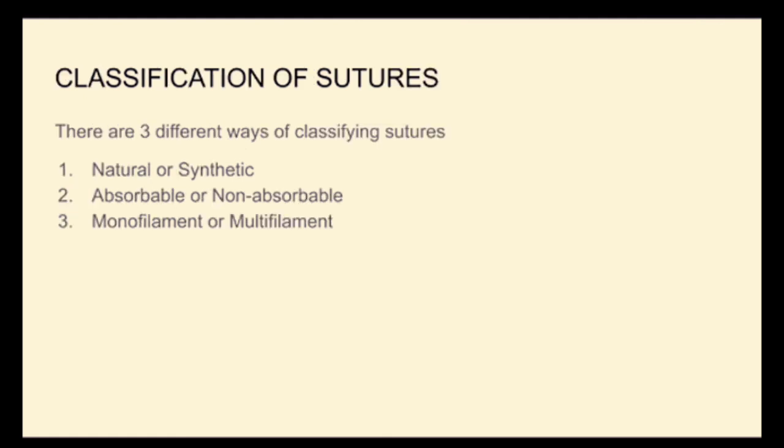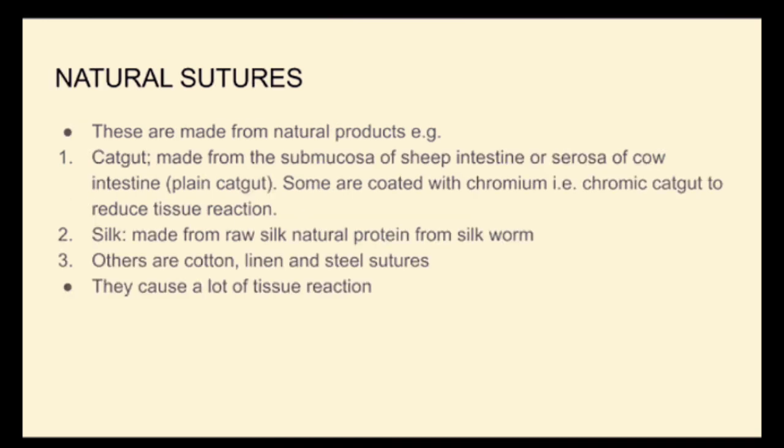So let's talk about the classification of sutures. Generally, there are three major ways of classifying sutures. According to the source, they can be classified into natural or synthetic sutures. According to the fate, they can be classified into absorbable or non-absorbable sutures. Then according to the structure, they can be classified into monofilament or multifilament sutures.